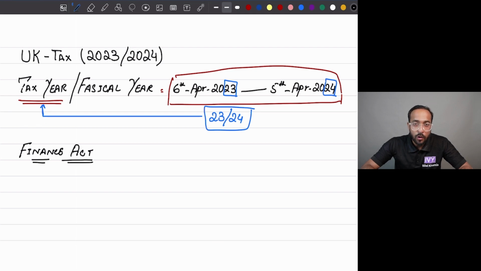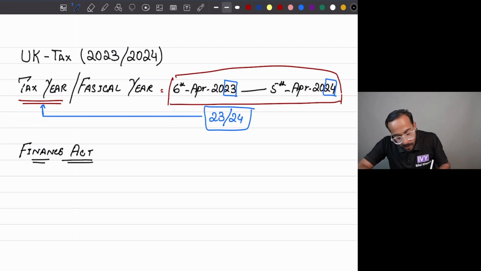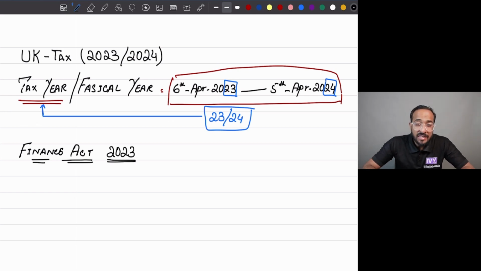So this rule book belongs to Finance Act 2023. Previously, in the previous attempt, we used Finance Act 2022. So be careful. You need to check your tax year. Your tax year is 23/24. Your Finance Act is 2023. You cannot use the previous Finance Act or tax year rule book. I hope you are getting the point which I am trying to explain to you.